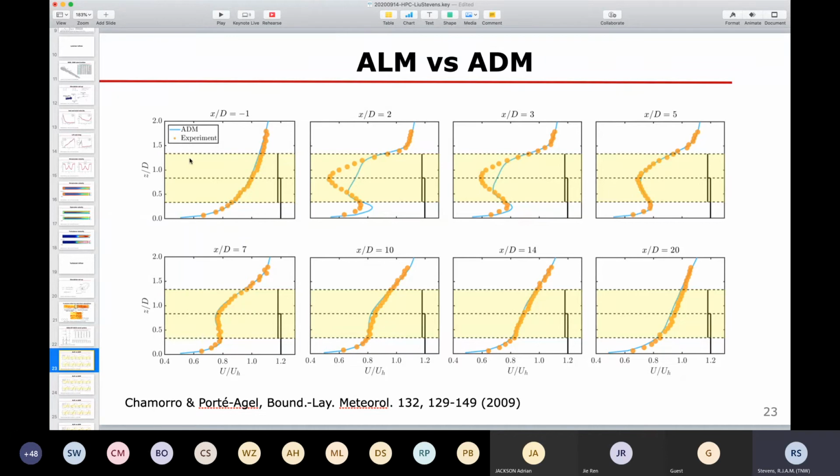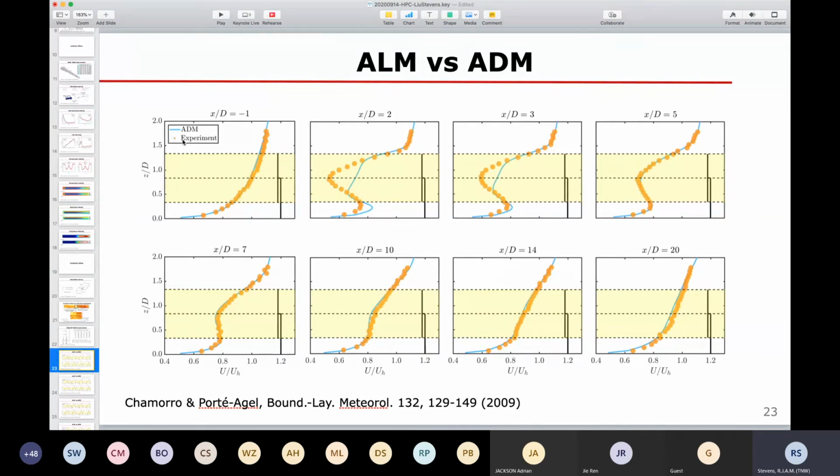simulations? So we have different plots given over here. On the different plots are given data for different downstream locations. So this plot here on the left is the inflow condition just before the turbine, and then the different additional panels are giving the flow profiles at different downstream locations behind the turbines, like 2, 3, 5, up to 20 turbine diameters downstream of the turbine.